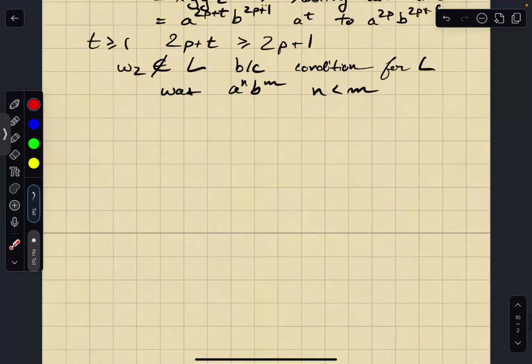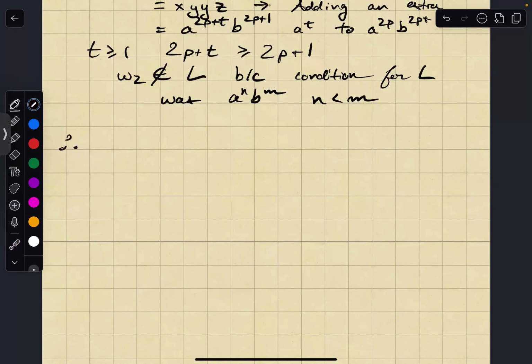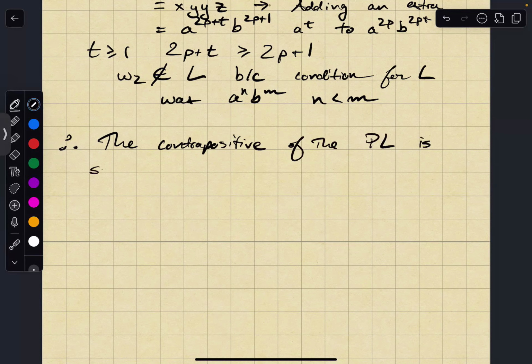So therefore the contrapositive of the pumping lemma is satisfied. L is not regular. Okay, and that's how you use the pumping lemma.